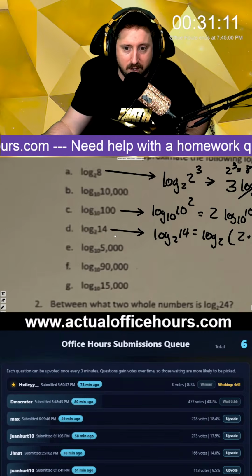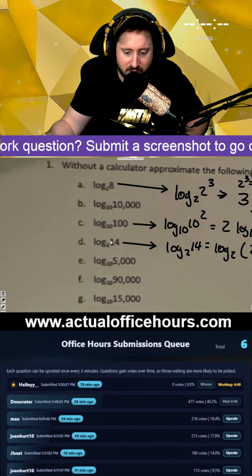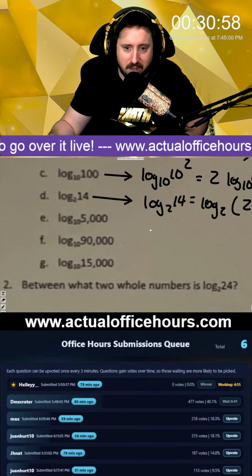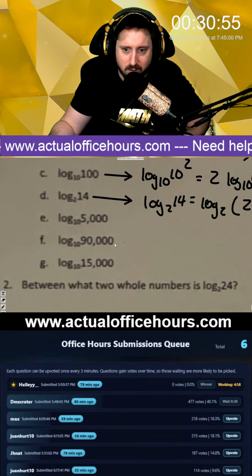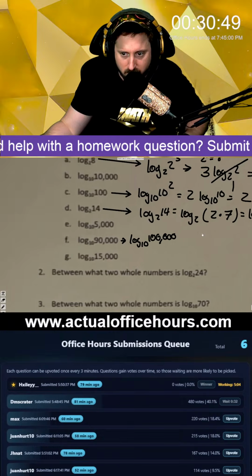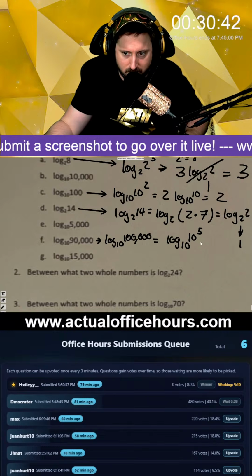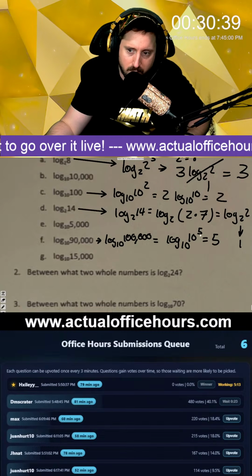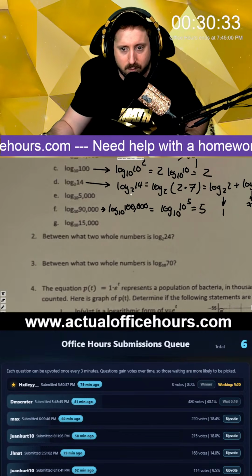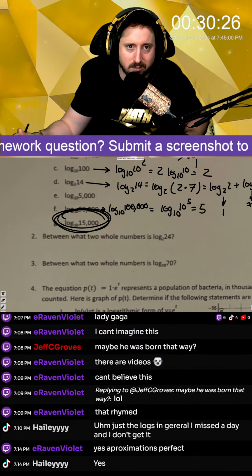Which I guess you could have also seen by making this 16, and then understanding that 16 is the same thing as 2 to the 4th. And then you would get the 4 out. That works as well. Kind of the same thing here, right? I don't care about 90,000, so I'm just going to say that's basically the log base 10 of 100,000, which is the same thing as 10 to the 5th. So then this is just equal to 5, because the 5 would come down. Does that make sense, Haley, so far for the first part? This one is approximate. Okay, cool.